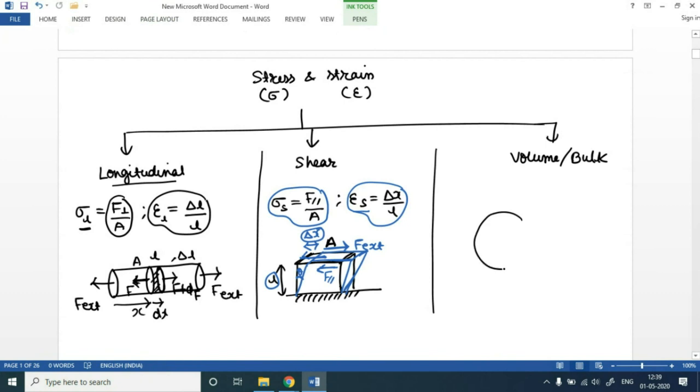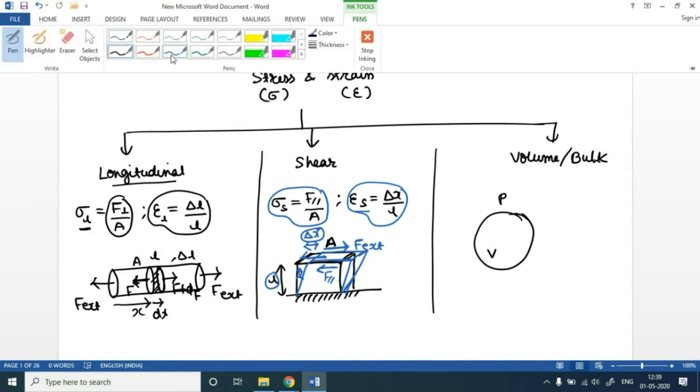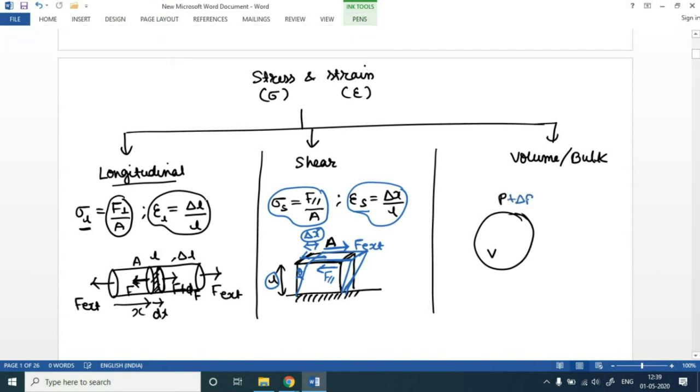So let's say there is a spherical body, and the pressure around it is P, and its volume is V. So if we change the pressure around it by, let's say, delta P, what will happen? Under the influence of this external pressure, it will get compressed, and its volume will become something like V minus delta V.